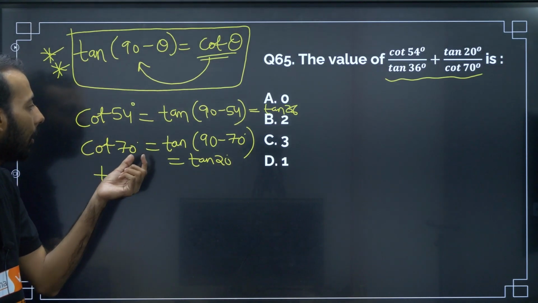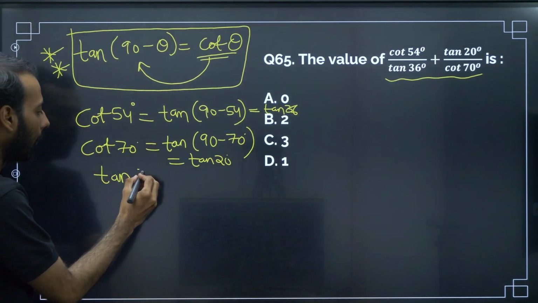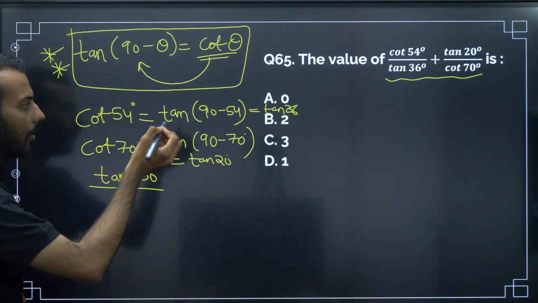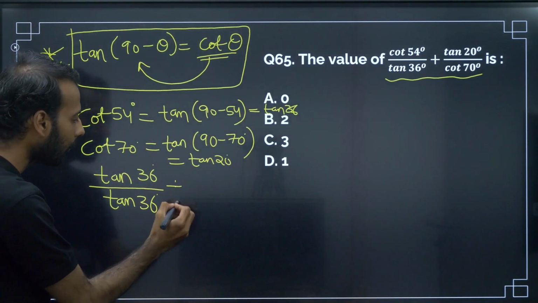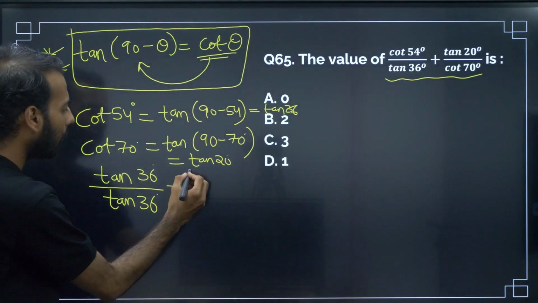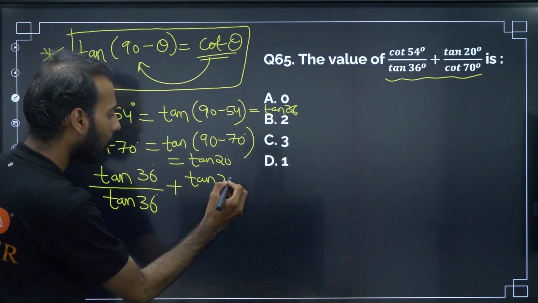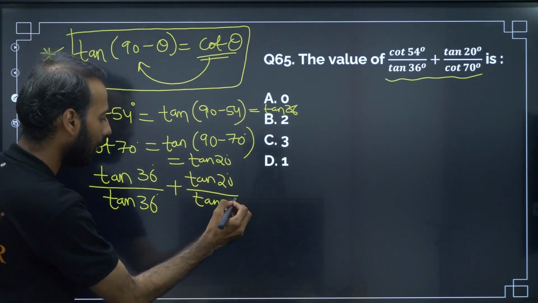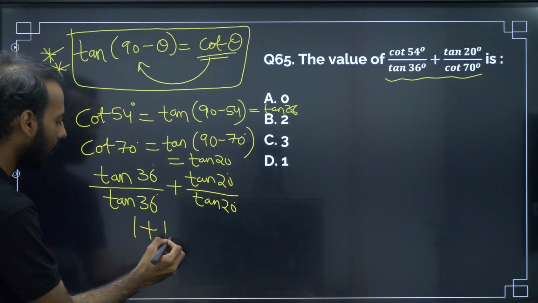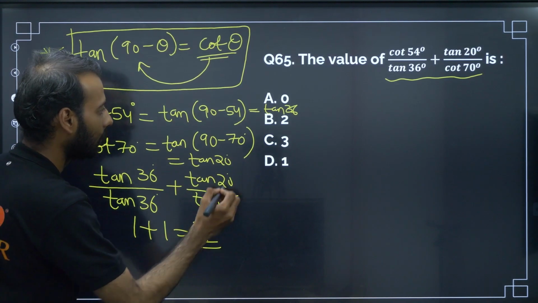Cot 54 can be written as tan 36, so cot 54 divided by tan 36 is 1. Let me write tan 36 as it is, plus tan 20. For tan 20, I am writing tan 20 only. And for cot 70, just now I found its value, it is tan 20. So 1 plus 1 is equal to 2.